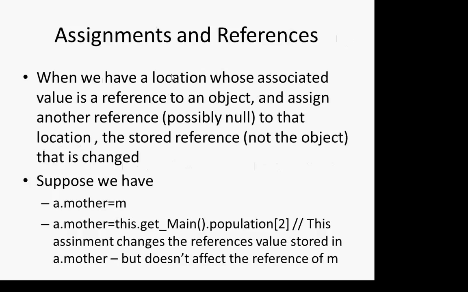That is the most critical thing I'm trying to emphasize here. Whatever M points to, now A dot mother, the mother variable at A, is now pointing to that same thing here. Okay, A dot mother equals this dot get main of population 2. This basically sets the reference in A dot mother to refer to the third person in the population. What I really want to emphasize, though, is this key point.